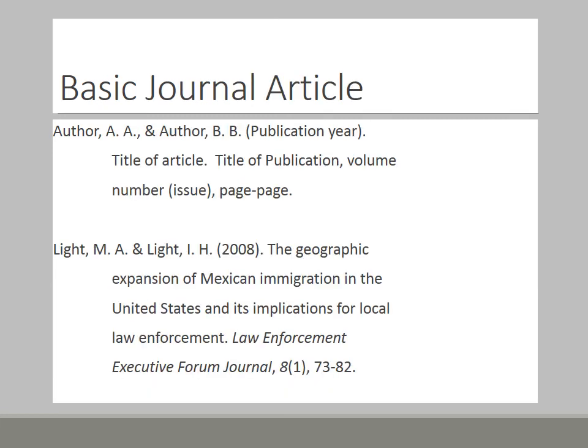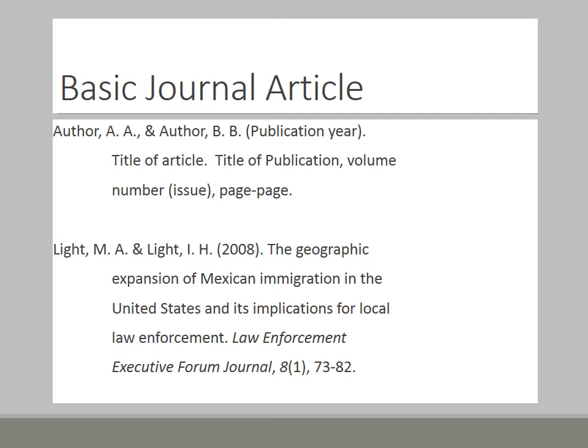Let's look at the basic journal article reference entry. The author is done just like it is in a book. You're always going to have the publication year in parentheses, period. This is where it differs from using a book. You are to have the title of the article. The rule for the title of the article follows the rule that you did with the book. You only capitalize the first word of the title, the first word of the subtitle, and any proper nouns or adjectives. Then you're going to have the title of the publication.